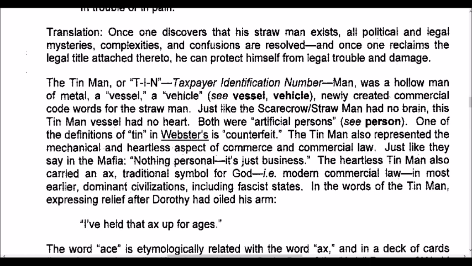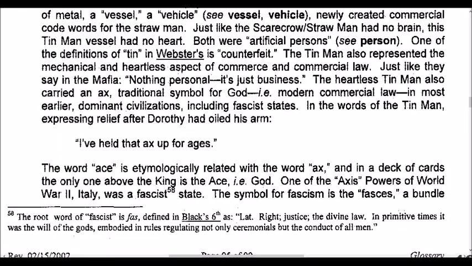The heartless Tin Man also carried an axe, traditional symbol for God in most earlier dominant civilizations, including fascist states, that is to say modern commercial law. In the words of the Tin Man expressing relief after Dorothy had oiled his arm, quote, "I've held that axe up for ages," unquote.